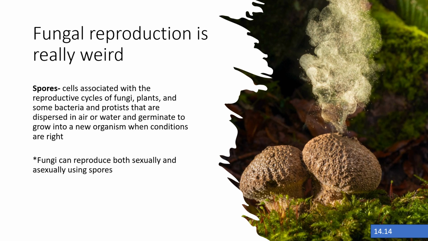Okay, so let's look at these different forms of reproduction. Spores are cells that once they're dispersed, grow into a new organism. And again, spores can be produced through either sexual or asexual reproduction. So two fungi may sexually reproduce, exchange genetic material, and produce spores that can go out and grow into new fungi. Or an individual fungus can asexually produce its own spores and send out little clones of itself.